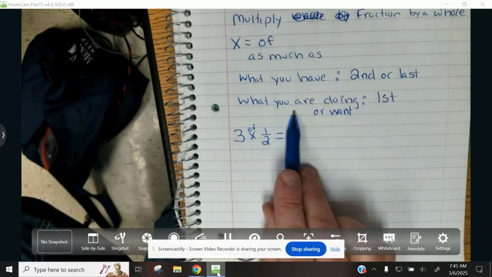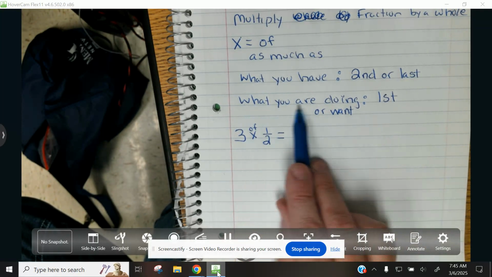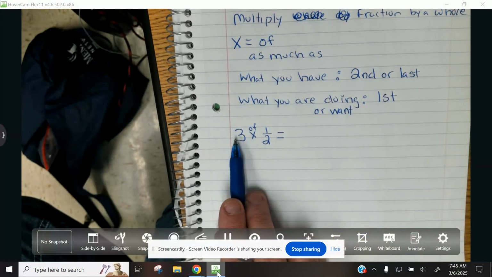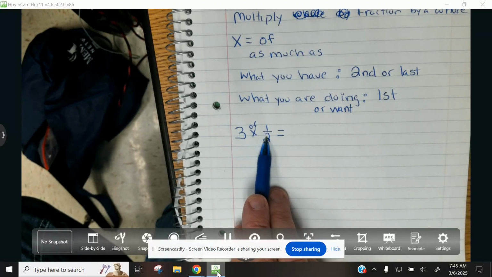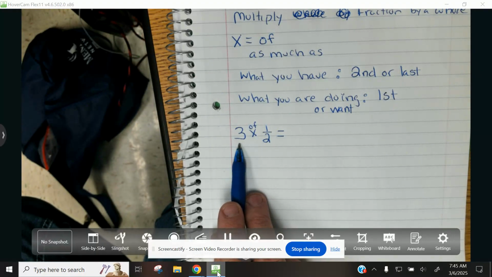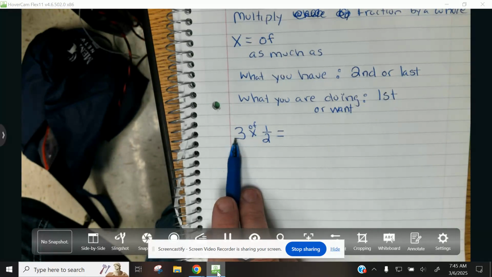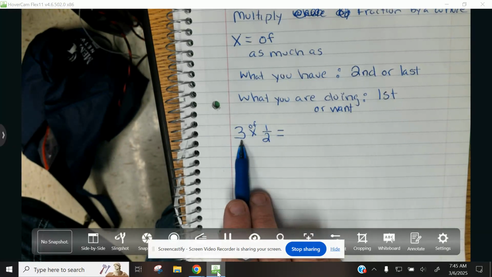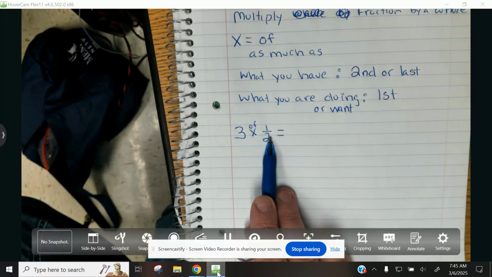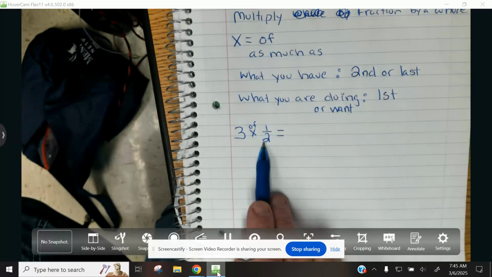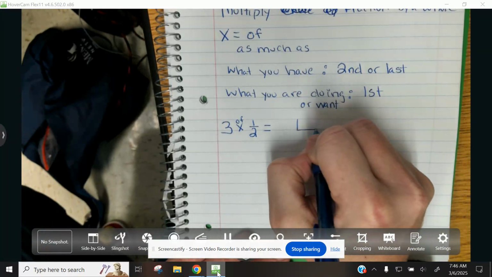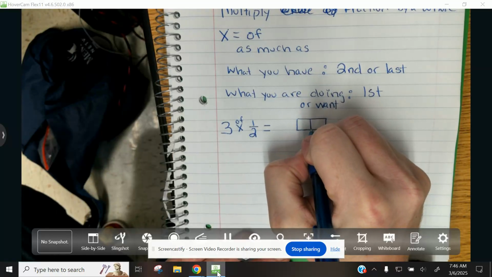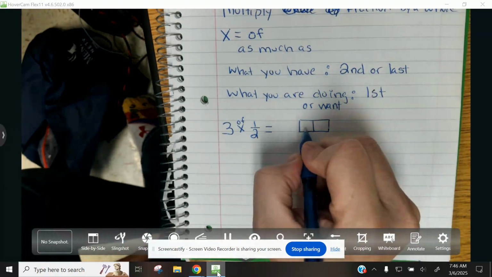So remember, what you are doing or want is first. So this is what I want. I want 3 of something. Okay? So this is where you get to make something up. I want 3 donuts. I want 3 of them. Okay? So this is what you have. The 1/2 is what you have. I have 1/2 donut. So that's what I'm going to draw. Okay? I have 1/2. Boom. Always draw what you have.